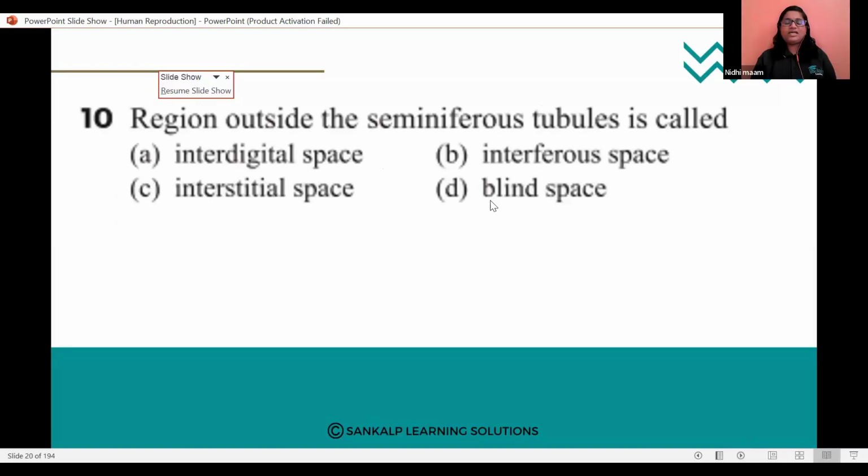Next, the region outside the seminiferous tubule is called as: interdigital space, interspherous space, interstitial space, or blind space. Region outside seminiferous tubules. B. Gowda, Hema Patil. Please write the name so that we can read it. And Lubna, Anita, Shazma.